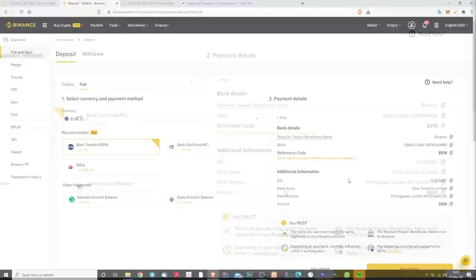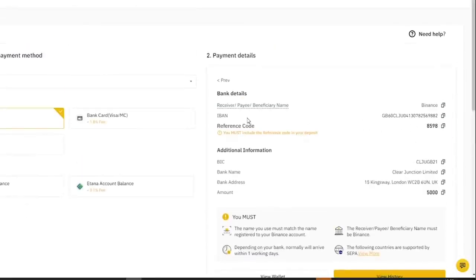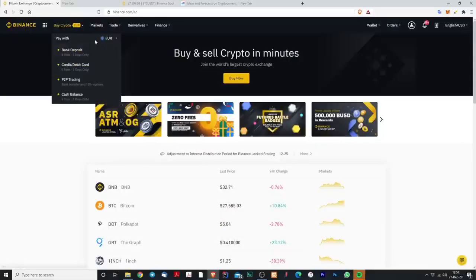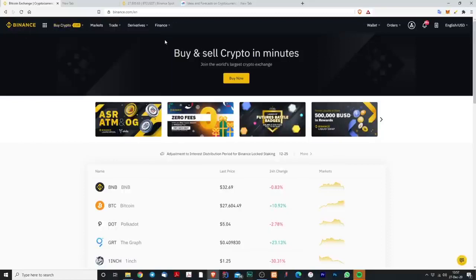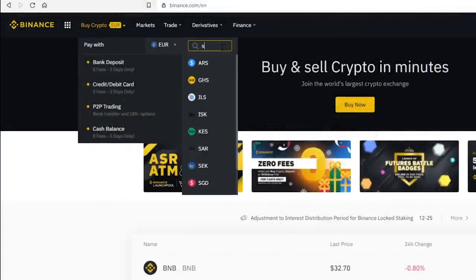And if I click confirm, it's going to take me to a different page where it's showing me all the banking details that I need to use. So remember, the bank account that you want to use to deposit money into Binance has to be the very same bank account as yours. So you can be in any country and you can still do a wire transfer as long as the transfer is going towards these banking details. So if I want to deposit a different currency, here I have the euro selected. If I want to select the US dollar, I can simply type in USD here.